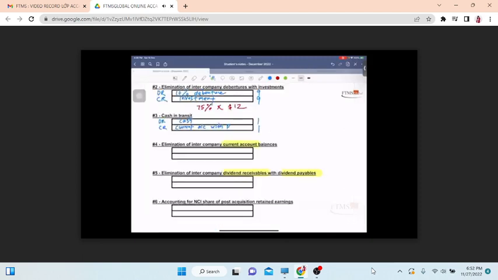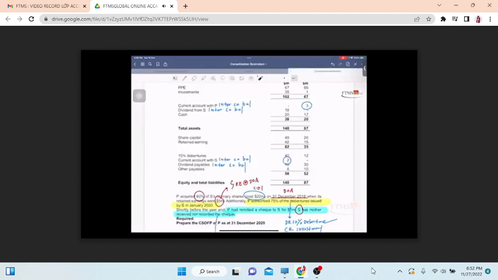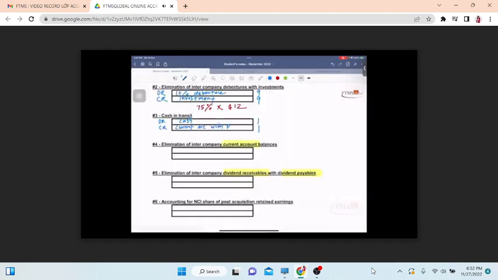You're supposed to credit current account with P of 1, which is an asset. So current account with P, you need to credit. So minus 1, I will get a 2 here. Then now I can remove it. Debit the liability account, current account with S, and credit current account with P.